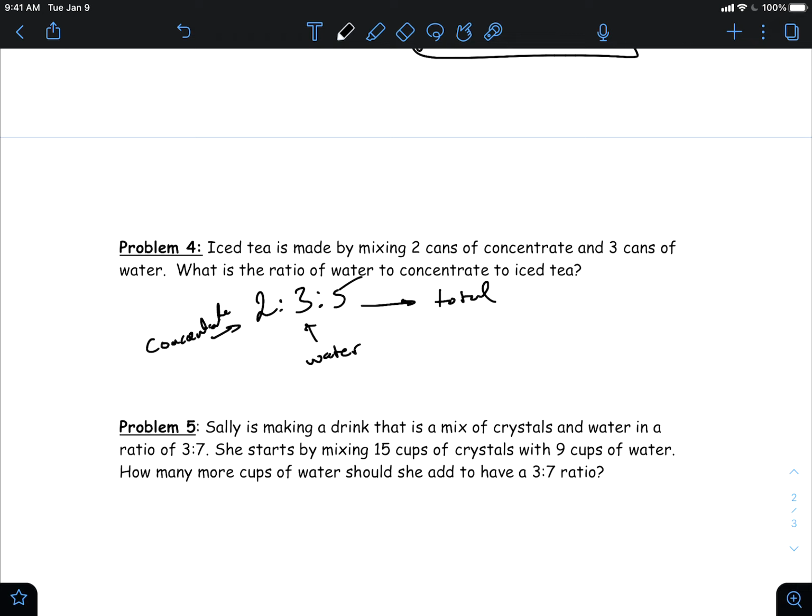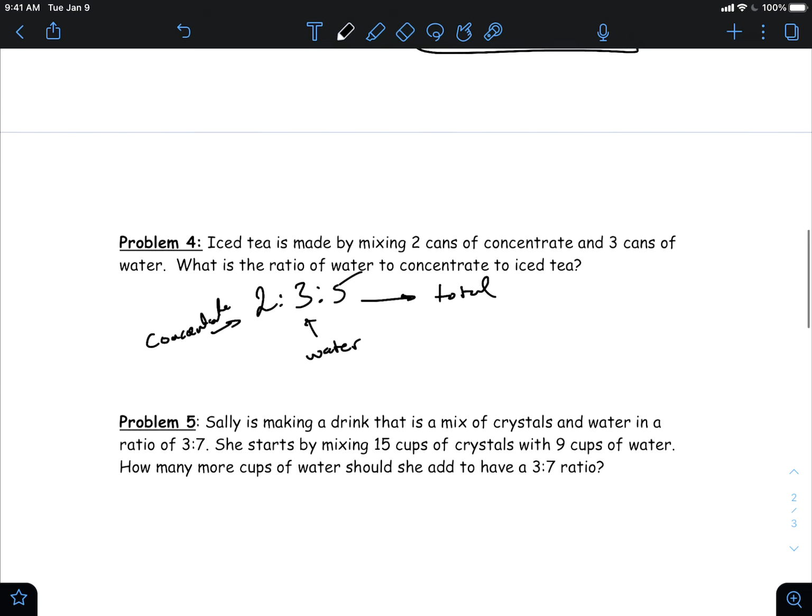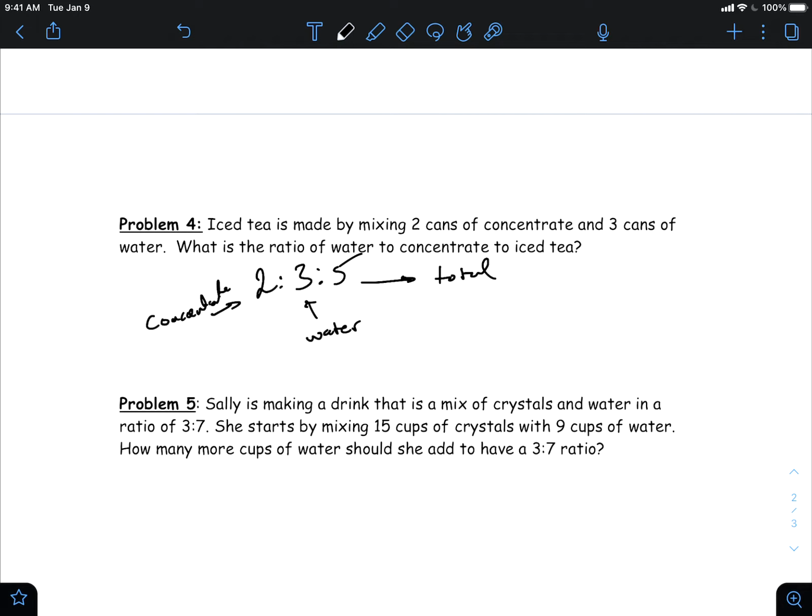Sally is making a drink that is a mix of crystals and water in a ratio of 3 to 7. She starts by mixing 15 cups of crystals with 9 cups of water. How many more cups of water should she add to have the 3 to 7 ratio? I'm going to try to do this a different way, a different representation of this question.